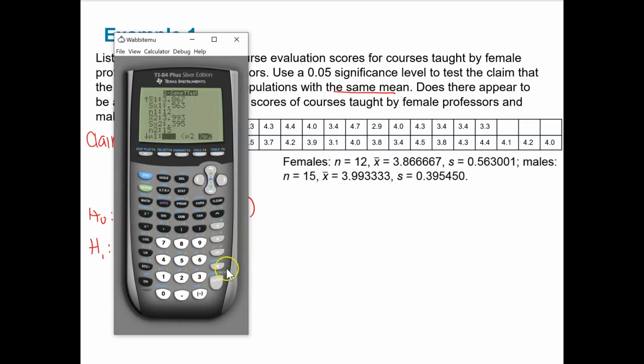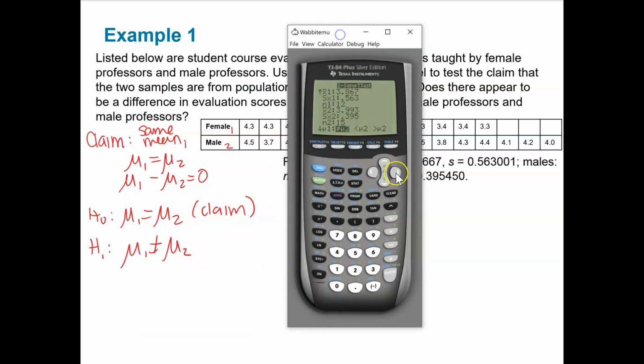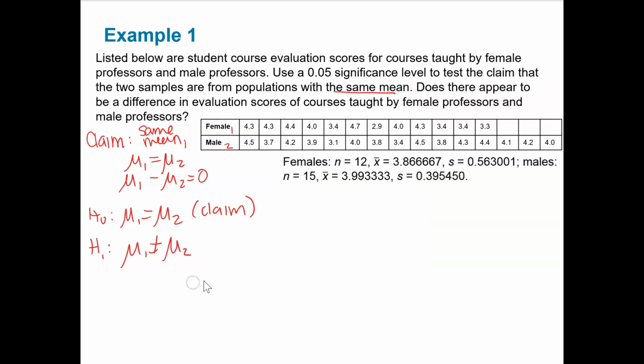Keep scrolling down, and our alternative is not equal to. Pooled, no, calculate. So here we get our test statistic is negative 0.657, but we are going to use the p-value method. So we get 0.519. So our p-value is 0.519.